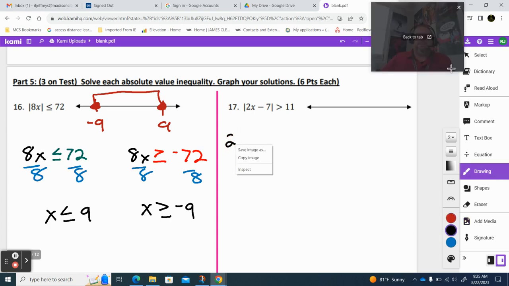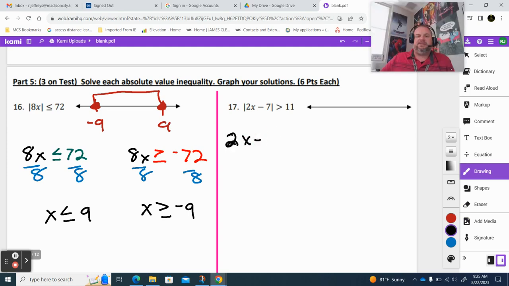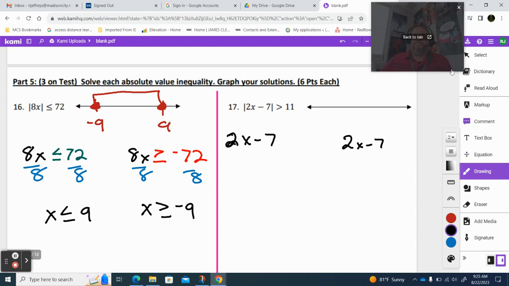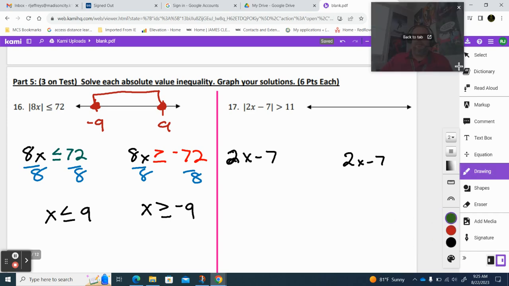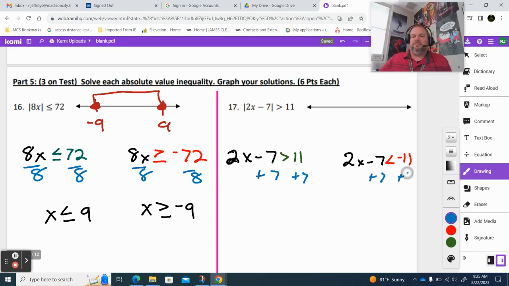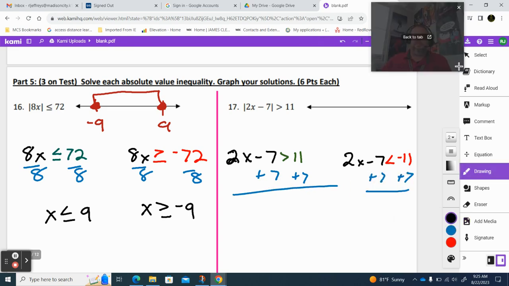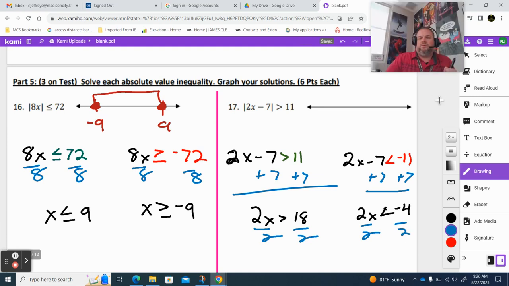All right. On 17, pull the guts out. All right. Good version. Evil twin. And solve. This would be -4. Divide, divide, divide, divide. Okay.